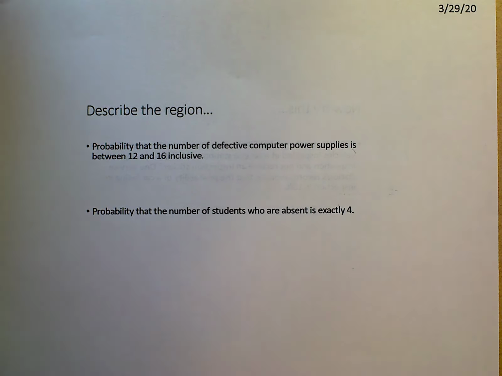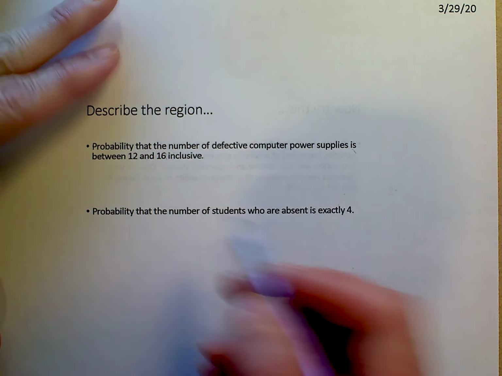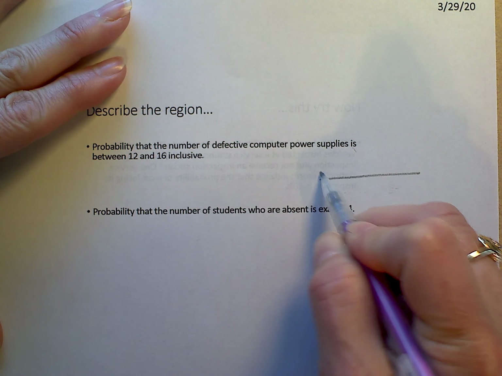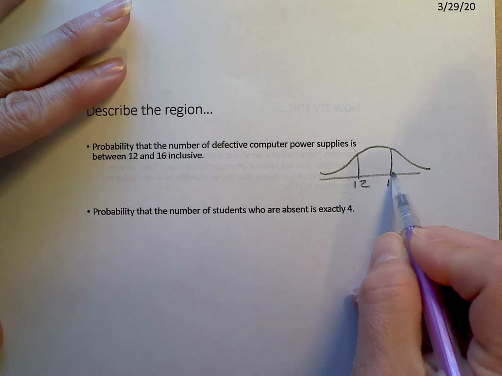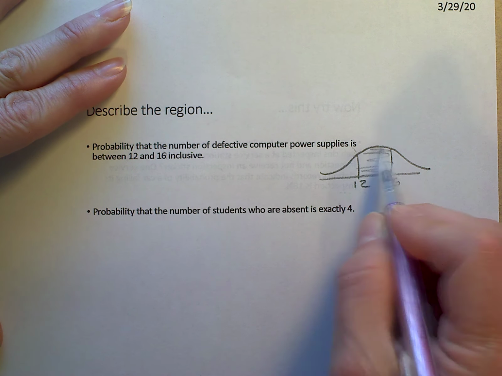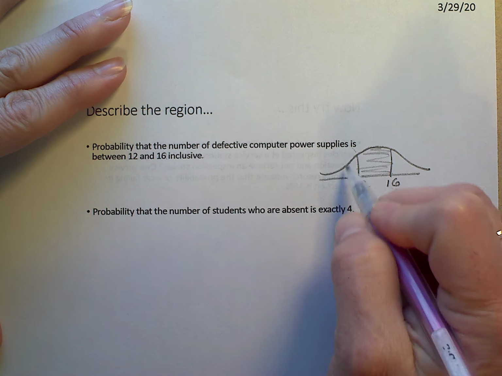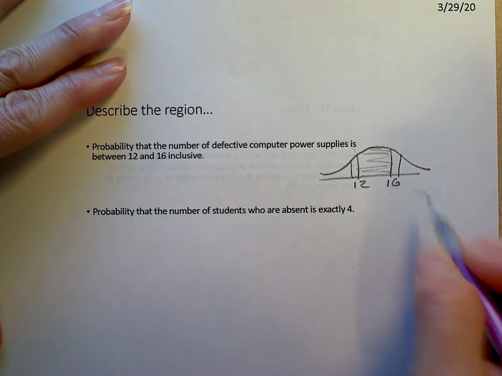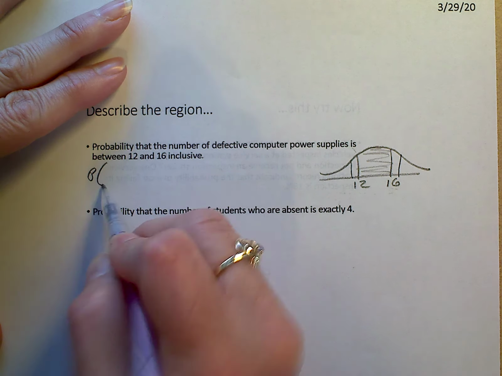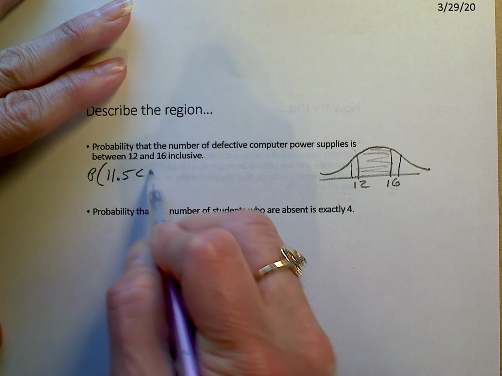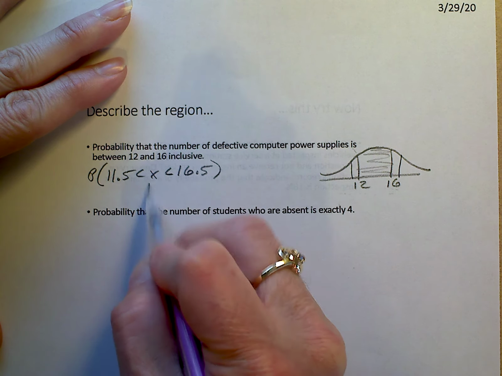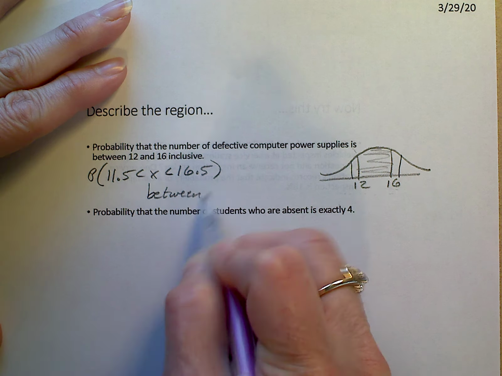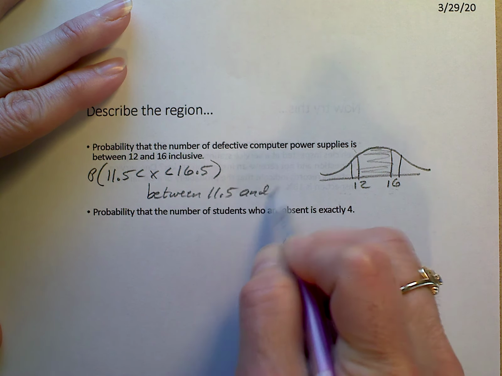I want you to try this out, hit pause, and describe the region. All right, so inclusive means, here's 12, here's 16. I include the endpoints. So everything between, and include the endpoints. So I need to go out farther. So I'm going to go everything from 11.5 to 16.5, or I could say between 11.5 and 16.5.